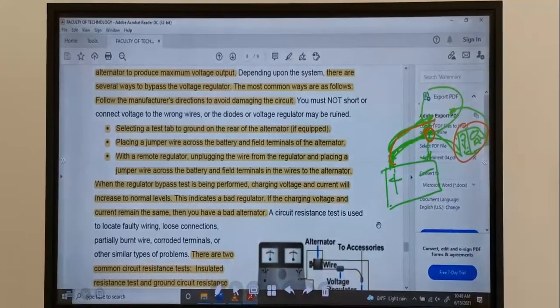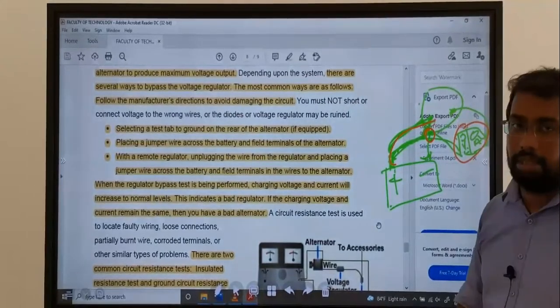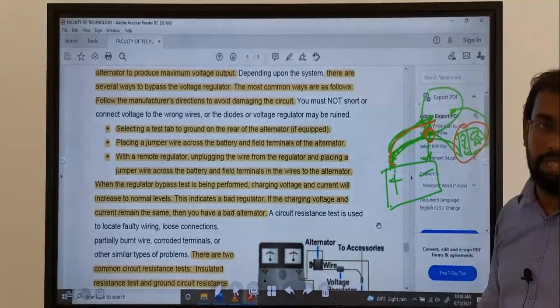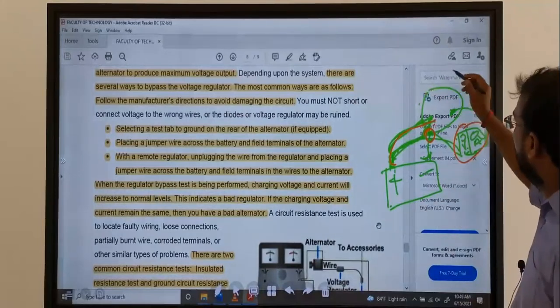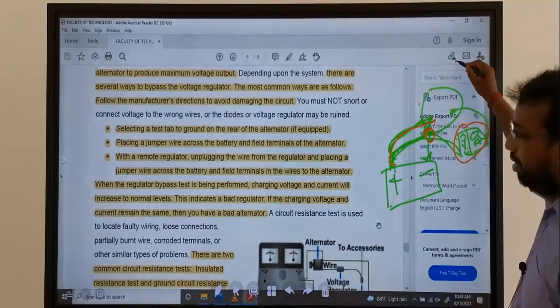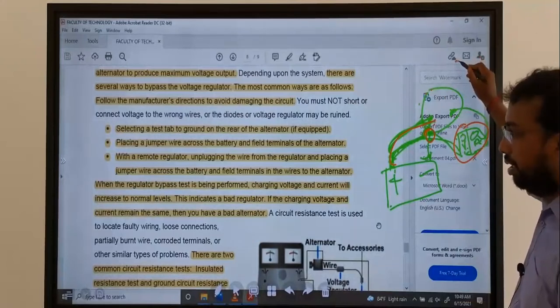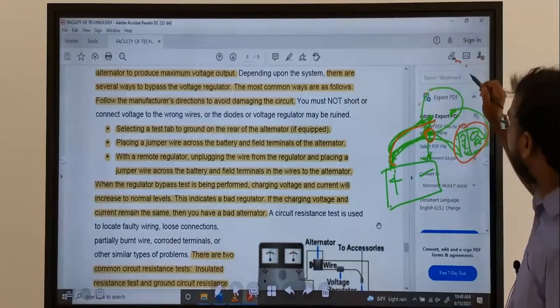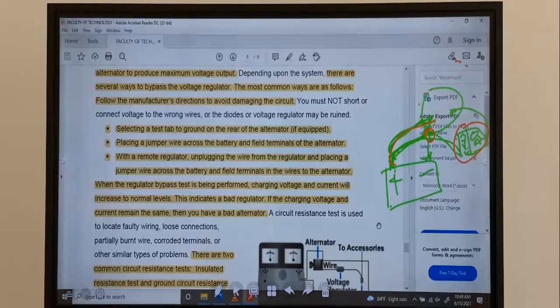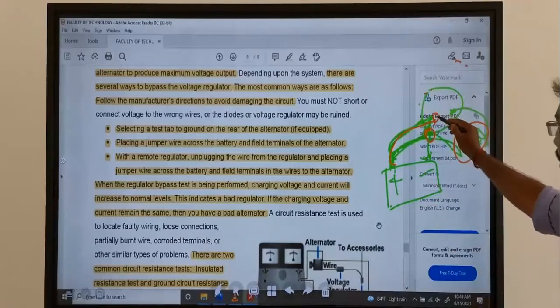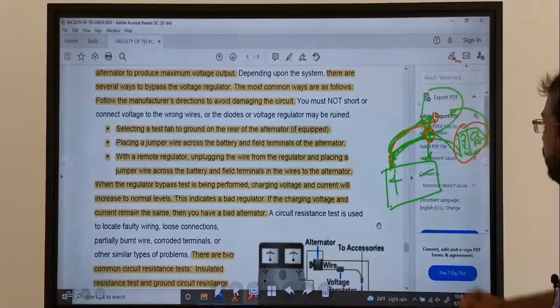So just think, our alternator has a problem. What is the problem? Our alternator output current is not steady. So we check whether it is a problem of the regulator or the battery. First we connect the jump wire from the battery to the field terminal. The field terminal, as I already told, supplies current to the rotor.